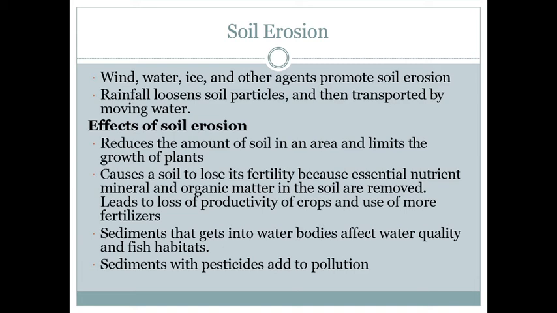Why? For the reason that when the top portion is eroded, the next portion will have a lesser amount of nutrients. So it causes the soil to lose its fertility because essential nutrients, minerals, and organic matter in the soil are removed. So, as I said, if there will be flooding, the upper layer will tend to become infertile, meaning not good for planting. So it leads to loss of productivity of crops and use of more fertilizers because there was a loss of fertility. So sediments that get into water bodies affect water quality and fish habitats. So sediments with pesticides add to pollution not only at home but also in the environment.